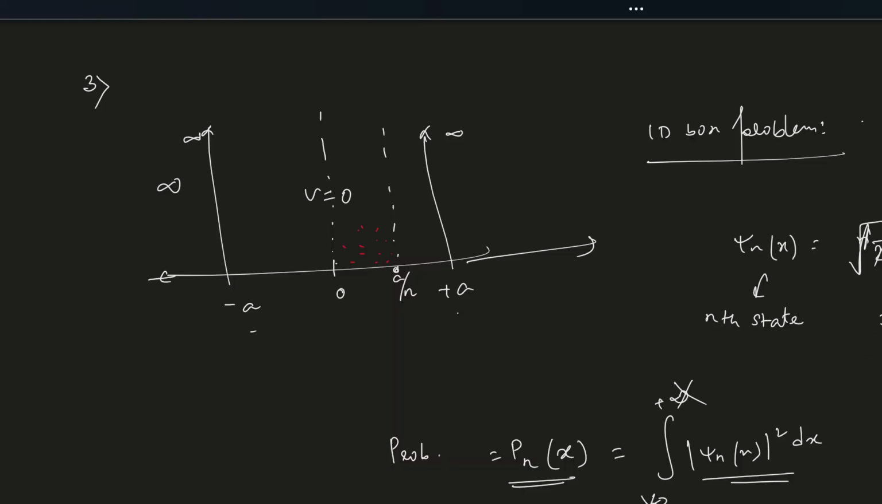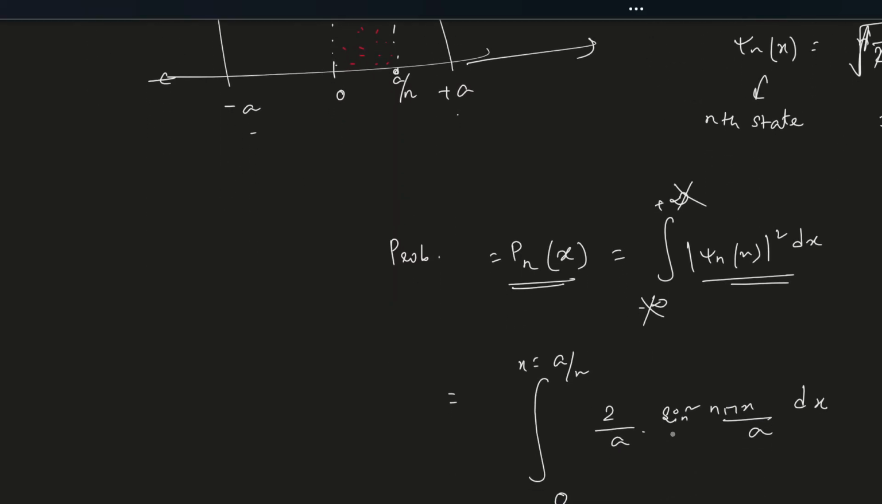So this is root over 1 by a sine n pi x by 2a. The whole square becomes only 1 by a sine square n pi x by 2a. Now as I explained to you in the earlier problem, whenever you take the integral of sine square, the simple answer is that you take the upper limit of the integral and divide it by 2.